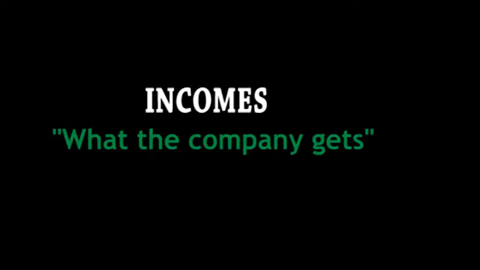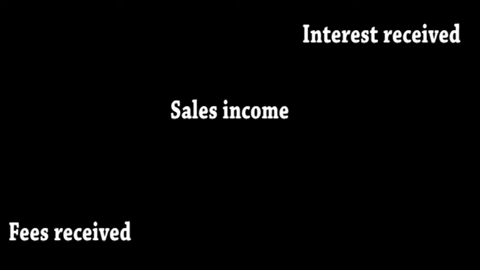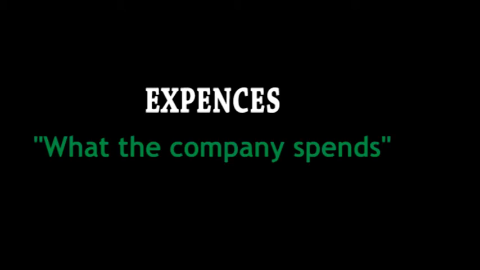Incomes are what the company gets through its business activities. Examples are interest received, sales income, and fees received. Expenses are what the company spends for its business activities. Examples: purchases, rent paid, and salary paid.